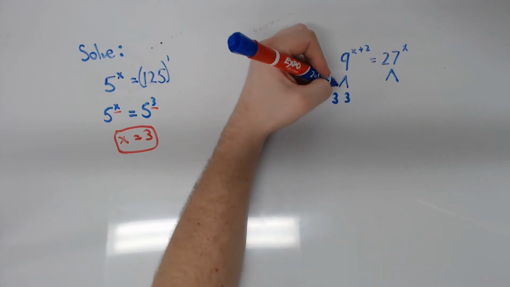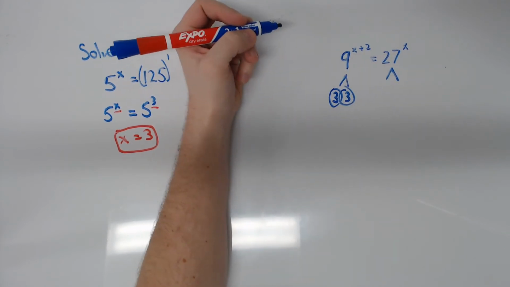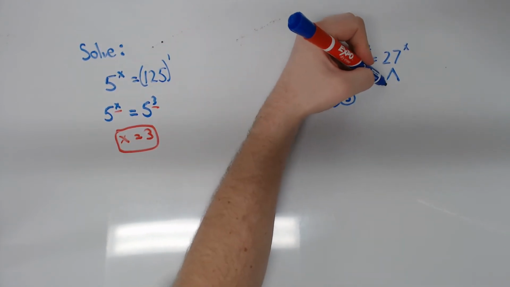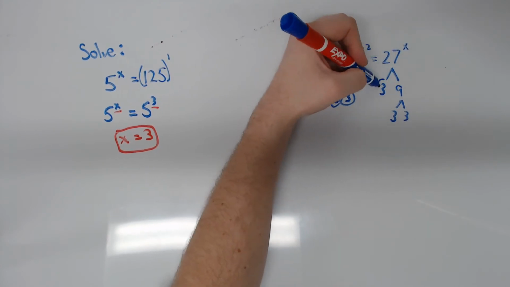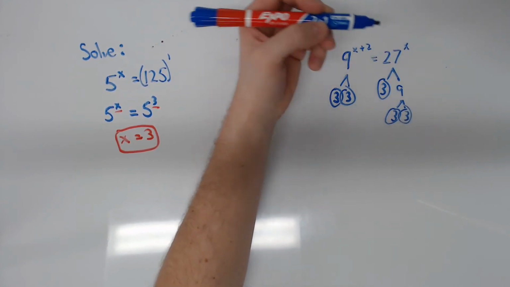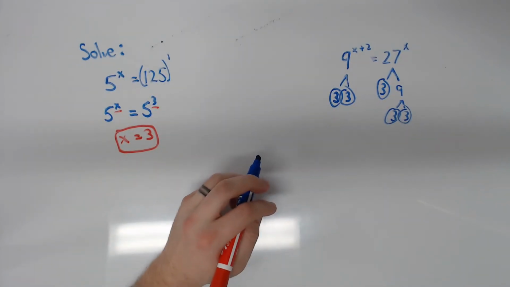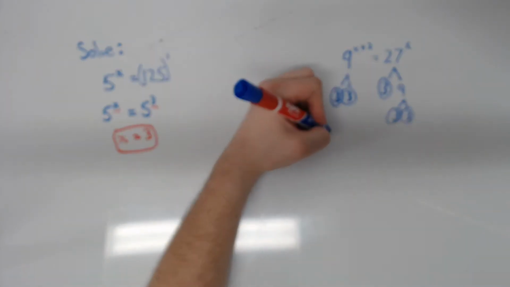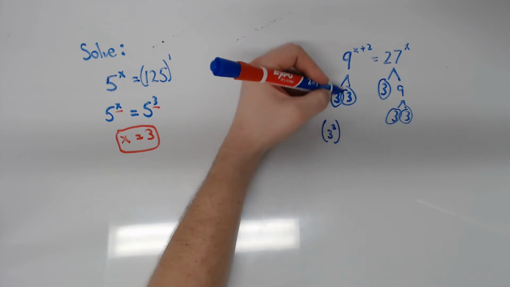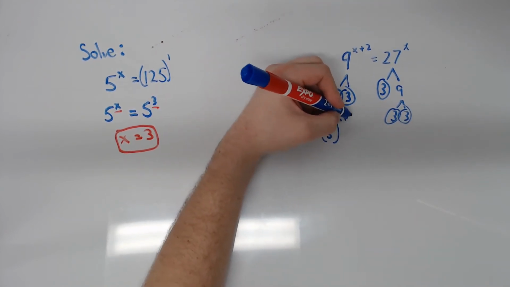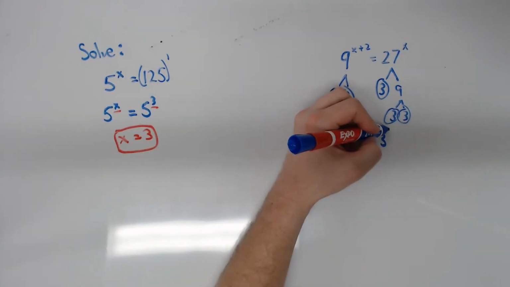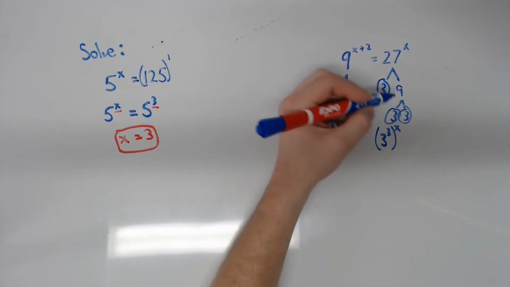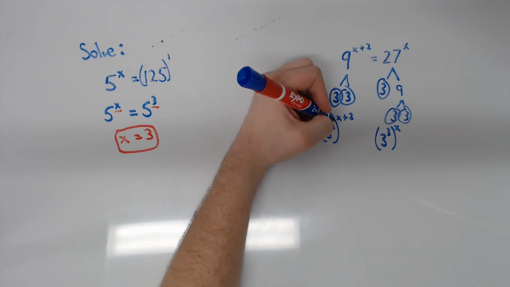In this case, 9 is a perfect square of 3. 27 has three 3s as its factors. So I'd get 3 squared, and then the x plus 2 that we saw over here. And this one would be 3 cubed, and then the x that was up here. And now I'd multiply.